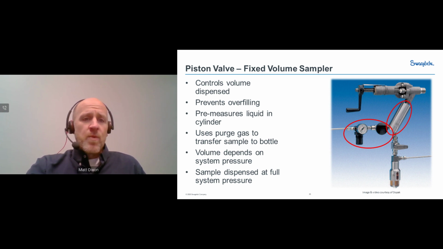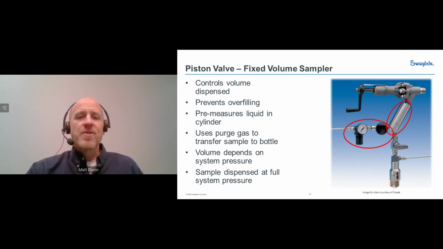Now, one thing that you will sometimes see with a piston valve is converting that to a fixed volume sampler. This is a nice thing when we are talking about dispensing a high viscous, high temperature sample, because it enables us to pre-measure out a certain amount of liquid, and then we don't have to worry about overfilling our bottle. So we use just a small chamber or a sample cylinder that's attached to the valve to fill that up first, and then we use a purge gas or something to push that into our sample bottle. This is a pretty nice way to do it, and it really is pretty effective generally.